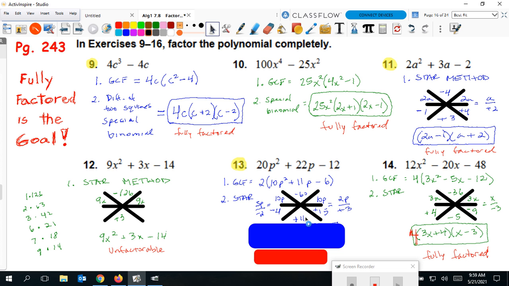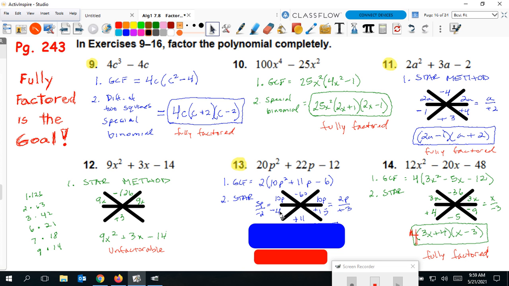The 10p is the way this begins, 10p, 10p. Then we're looking for two numbers that multiply to give us 60 and subtract to give us 11, and that's 15 times 4. 15 times 4 is 60, and 15 minus 4 is 11. That's going to be different signs. The bigger one, 15, gets the sign of 11, so 15 is positive, 4 is negative.